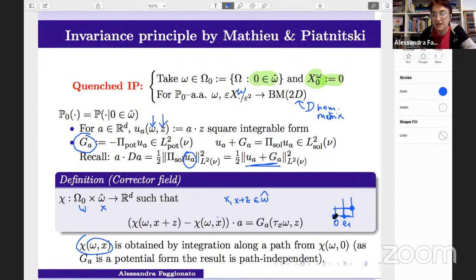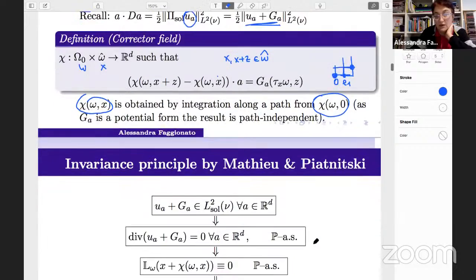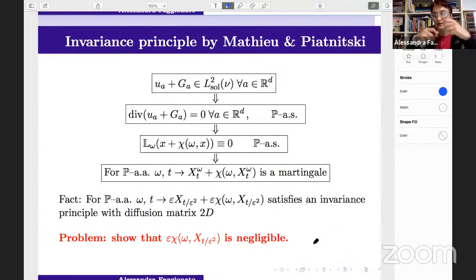Since GA is a potential form, a gradient of something, the result is path independent. So this integration is legal. The only thing to pay attention to is that this corrector field is well defined, so uniquely defined, apart from an additive constant, if you want, the value of this function at omega 0.